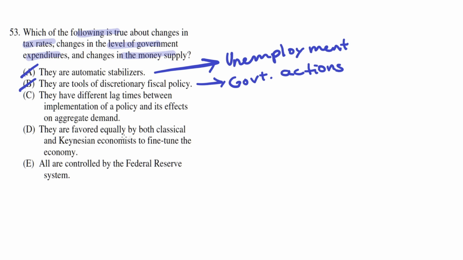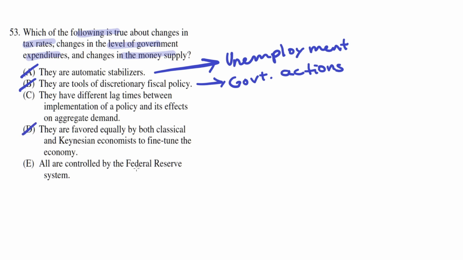D. They are favored equally by both classical and Keynesian economists to fine-tune the economy. This is incorrect because Keynesian economists do support these different changes, and they do so to address changes in supply and demand. But classical economists favor laissez-faire policies where there is no or minimal government intervention in the economy. So changing these tax rates, government expenditures, or money supply would be policies that classical economists would not believe in. So D is incorrect.